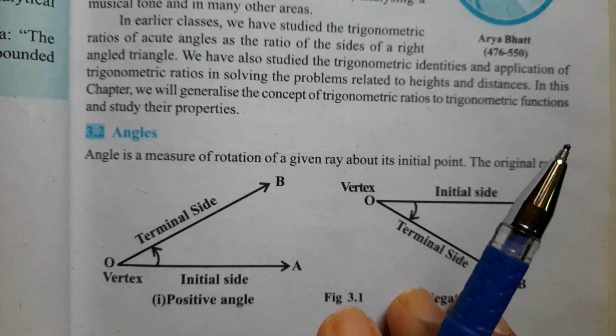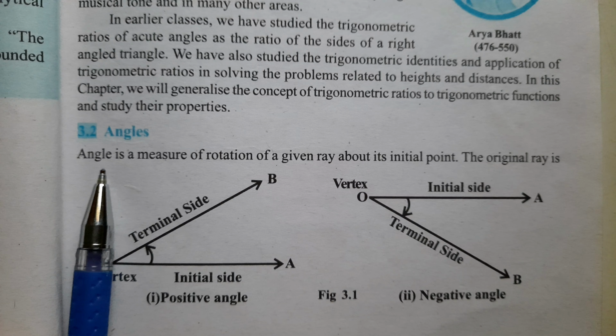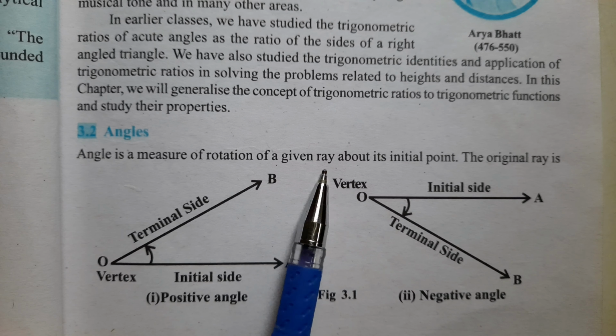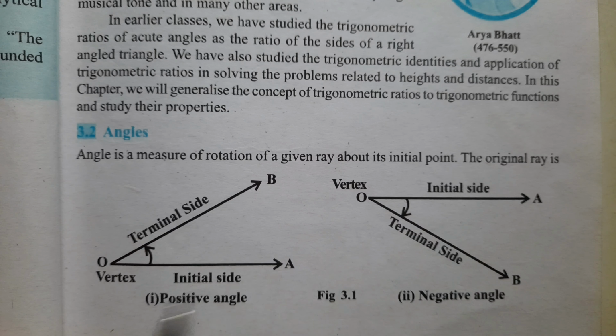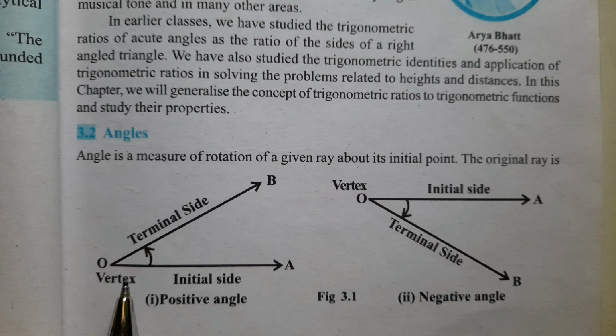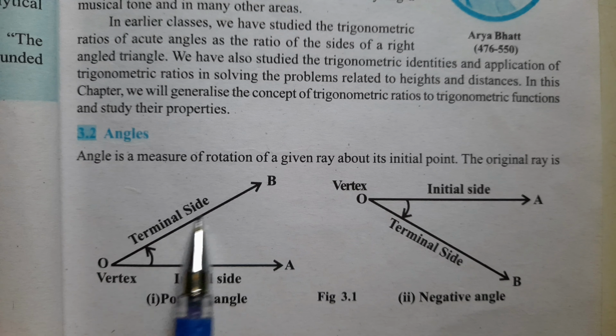So, what is meant by the angle? Angle is a measure of rotation of a given ray about its initial point. The original ray is, so we draw like this, O, A, B. So O is the origin, so we call it the vertex. This is the initial side and this is the terminal side.